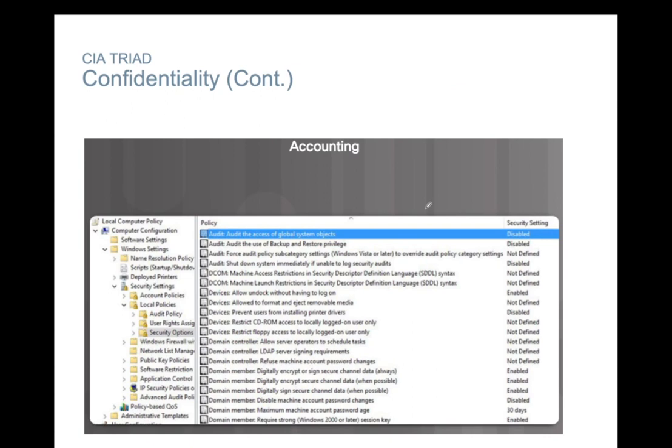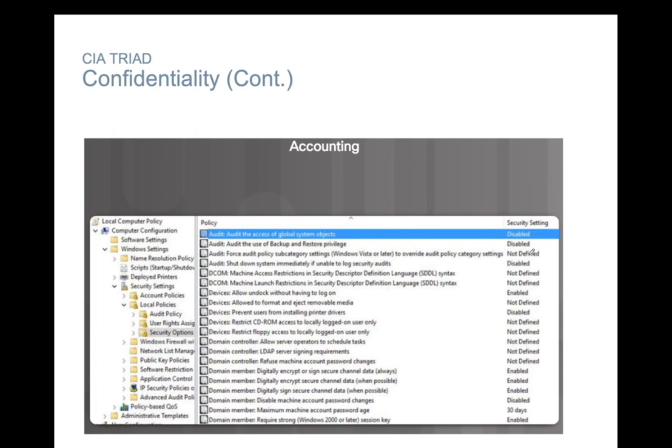An administrator can set up computer policies, as shown in this example. In the computer configuration, in the Windows settings, go to the security settings, then the local policies, then the security options. In the security options, the policy setting for auditing the access of global system objects is disabled here. As an administrator, you can set up the computer policies to enable system auditing. Only the administrator can enable this. Now it is currently disabled.